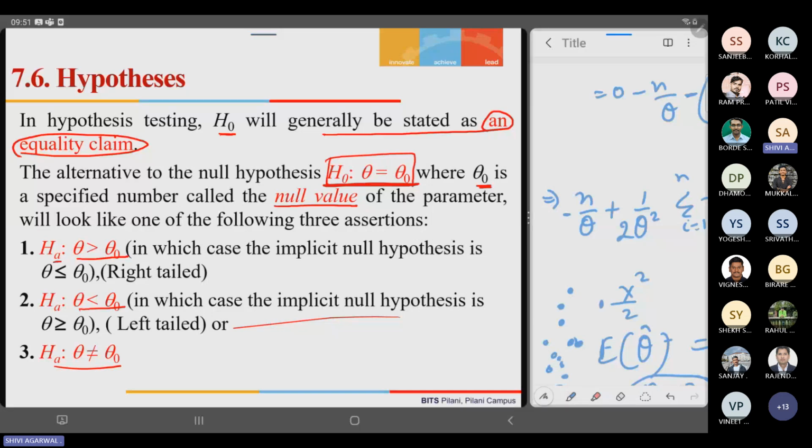Okay. So theta is equal to theta naught, in which the implicit null hypothesis is theta is less than or equal to theta naught here. Okay. And this is considered right-tailed because theta is greater than theta naught. So that's why, because of this, the right tail. Theta is less than theta naught, left-tailed. And theta is not equal to theta naught, it may be less than, may be greater than, so we are saying it is two-tailed.